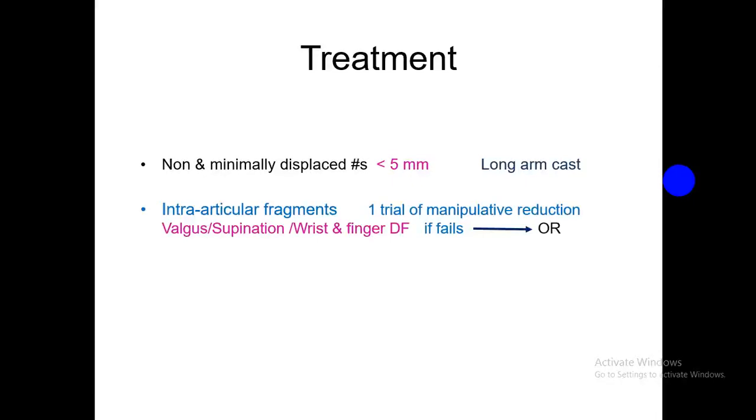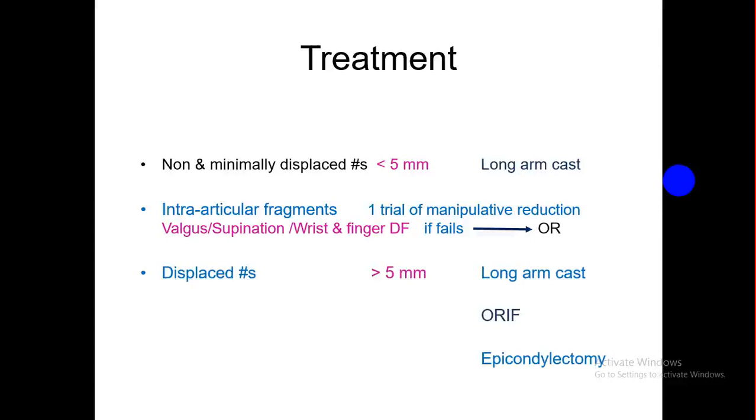Intra-articular fractures, you do one trial of manipulative reduction. You put the elbow in flexion, you apply a valgus stress, supination of the forearm, wrist and finger dorsiflexion in an attempt to pull on the common flexor origin, to pull it out of the joint. If this fails, you go for open reduction. Displaced fractures more than 5 millimeters, you apply a long arm cast, you do an ORIF, you do an epicondylectomy. Well, you've not told us what to do. You can either do this or that or that.